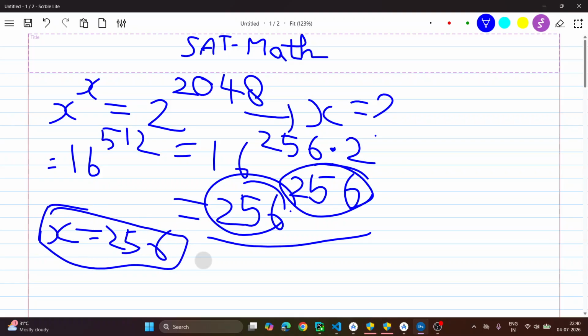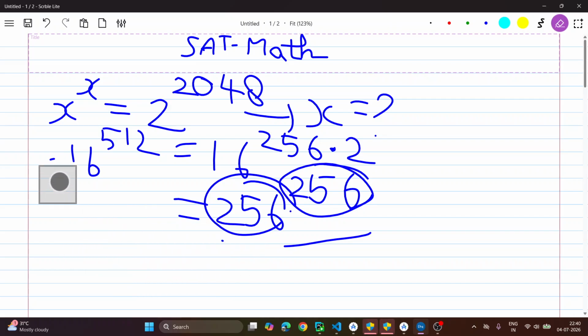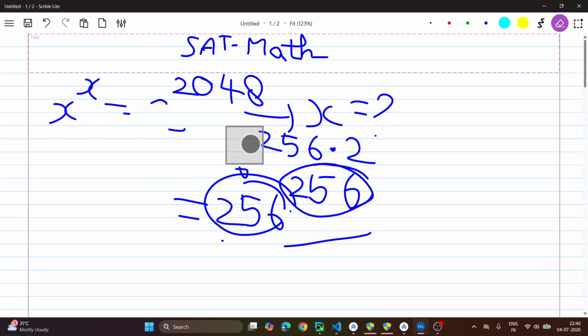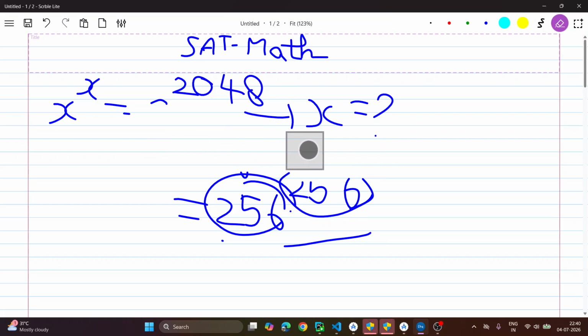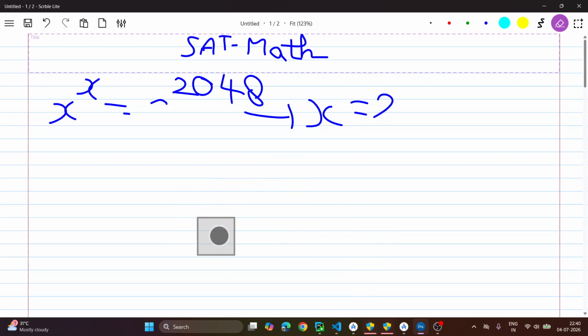So this is an easy method you can use. This is all what you need to solve these type of questions. Just a little thinking and exponential laws. But I'll show you the complex proper method.